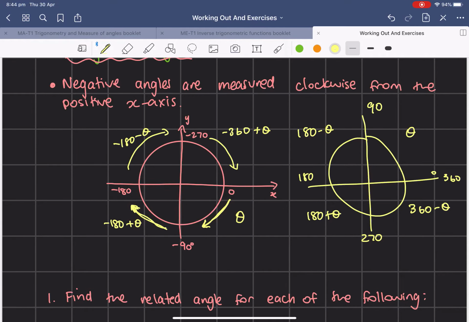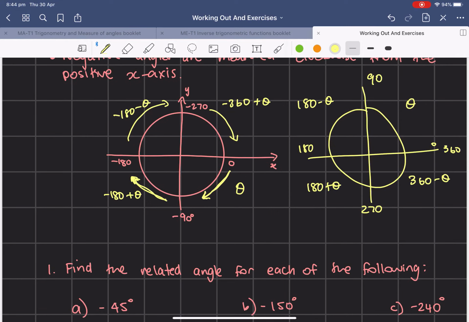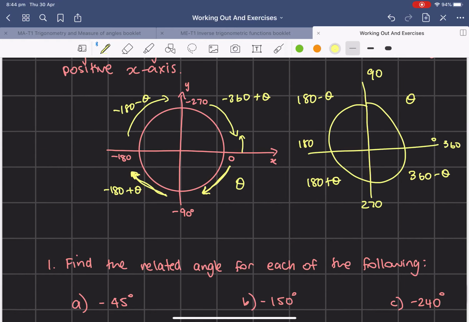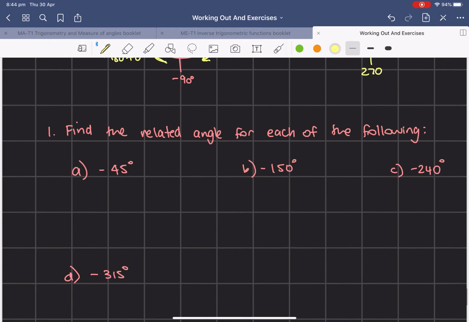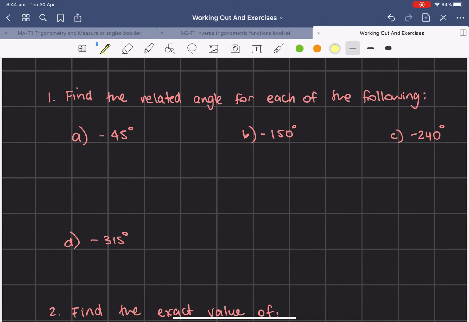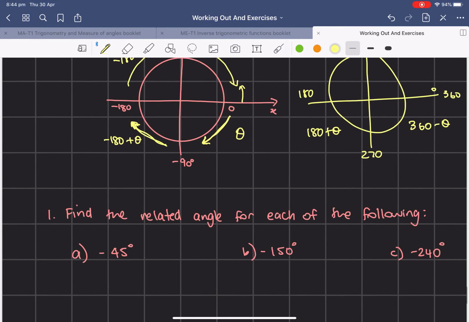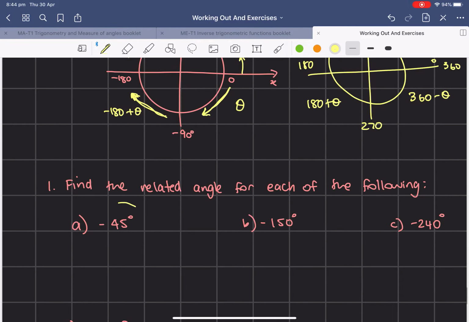Yeah, it might seem a little bit confusing, but when you're adding negative 360 plus an angle, you're actually going backwards that way. So let's have a look and see if we can work it out. Find the related angle for each of the following. So we're just asking what would the acute angle be. So this, which quadrant is this in? This is in the fourth quadrant. So it's going to be just theta. So it's just going to be 45.